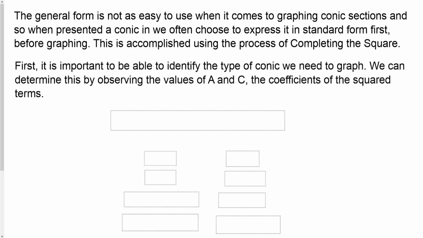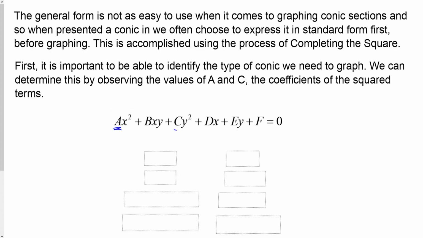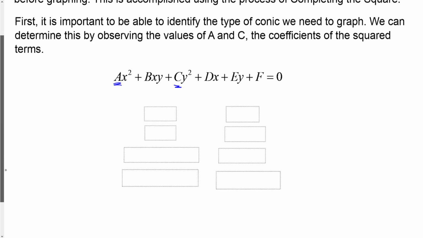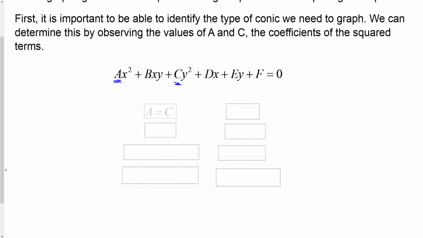First, it is important to be able to identify the type of conic we need to graph. We can determine this by observing the values of a and c, which are the coefficients of the squared terms. So back to the equation here. This is the a and this is the c that I'm referring to. So if you observe those values, and you notice that a is equal to c, most likely you're dealing with a circle.